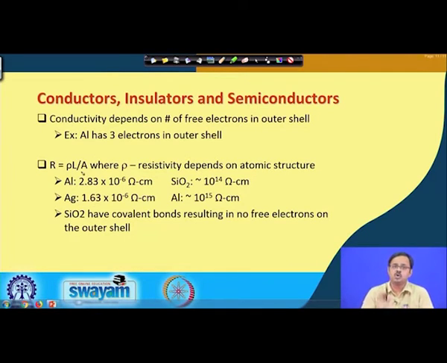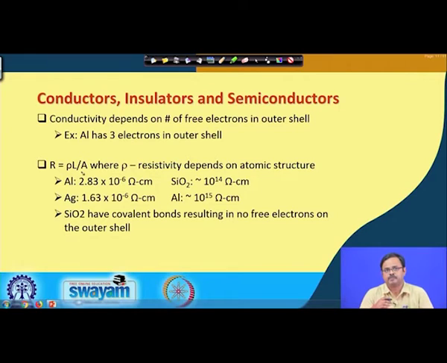Now, what is rho? Rho is the material property known as the resistivity, and that depends on the atomic structure. Resistivity is the property that determines whether a material is a good conductor of electricity or not. If we take aluminum or silver, the resistivities are of the order of 10 to the power minus 6 ohm centimeters. So, these are low numbers. Resistivity is low, or in other words conductivity, which is the reciprocal of resistivity, is high, and therefore aluminum and silver are good conductors of electricity.